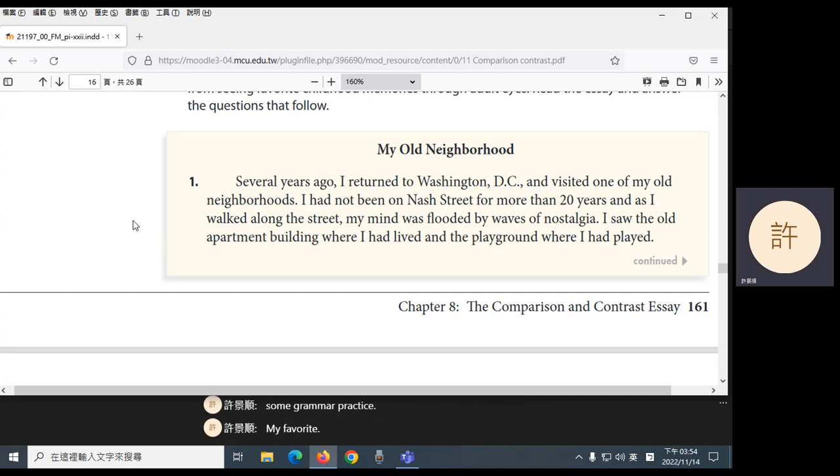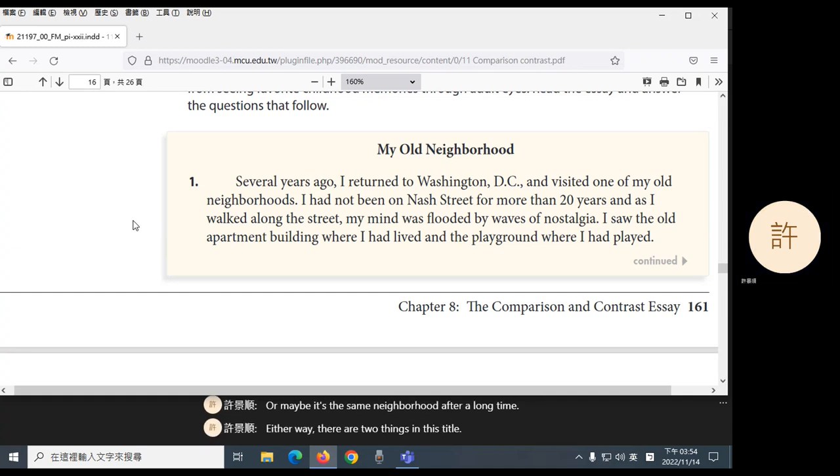My old neighborhood. This title is also a very comparative title. My old neighborhood. So it's not my current neighborhood. Or maybe it's the same neighborhood after a long time. Either way, there are two things in this title. And so it's likely that this essay will try to compare these two things.